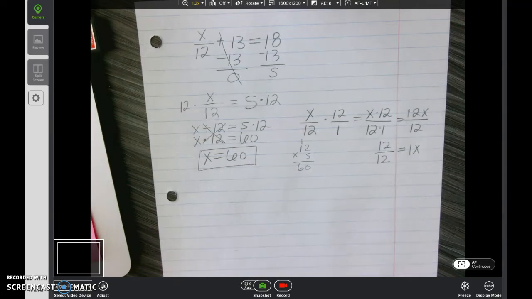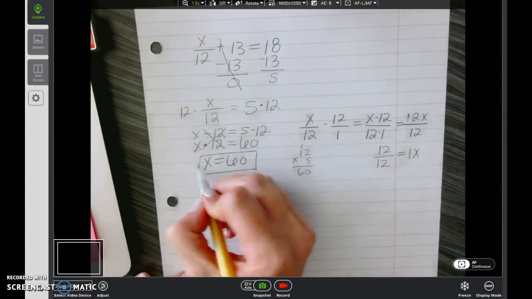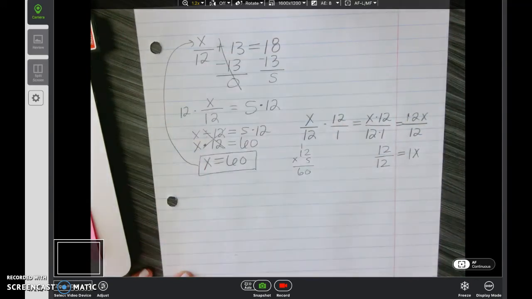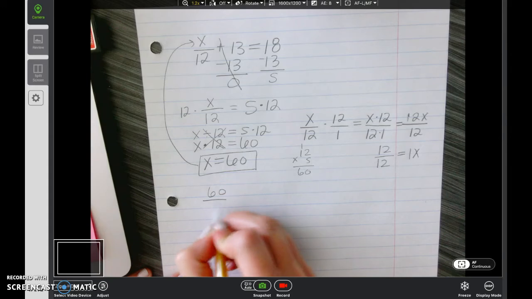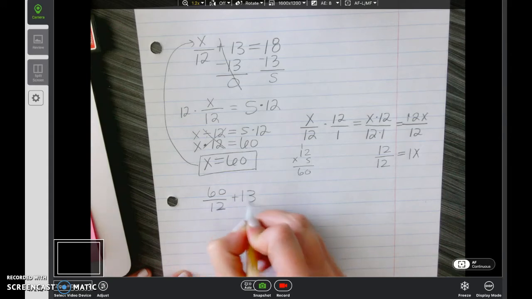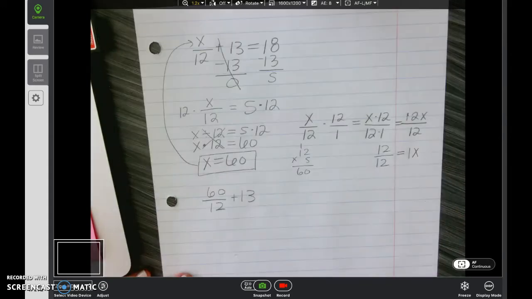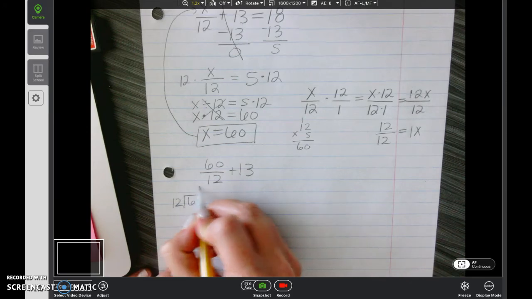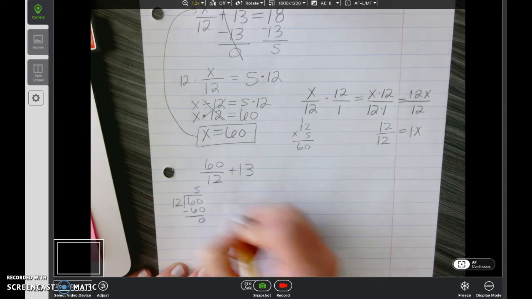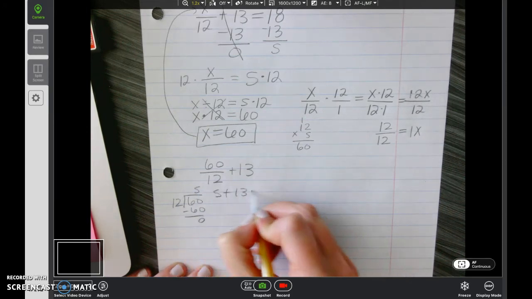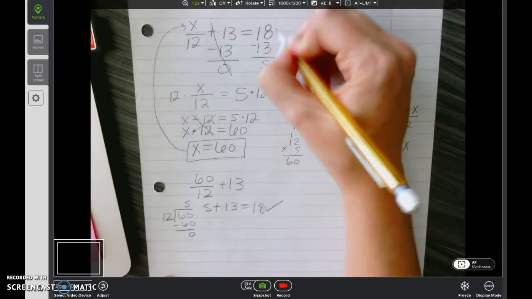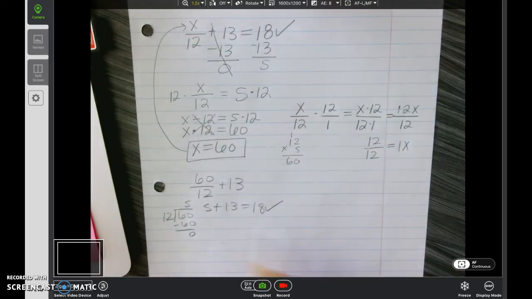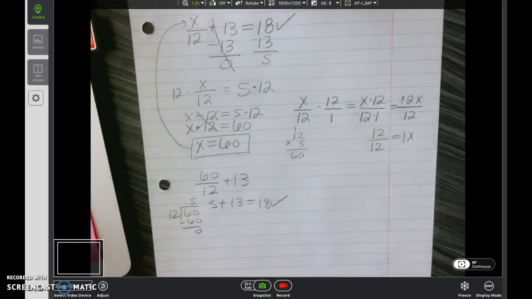So if I want to make sure that my x equals 60 is correct, I'm going to plug it in wherever I see an x. So I'm going to do 60 over 12 plus 13 and make sure that equals 18. So 60 divided by 12, 12 is going to go into 60 5 times. So 5 plus 13 equals 18, which is what I wanted. So that means that x equals 60 is correct.